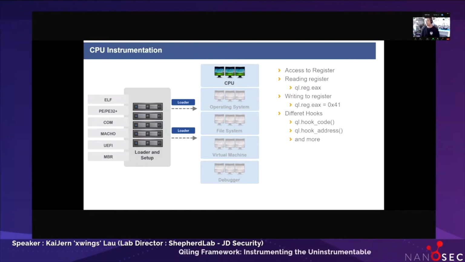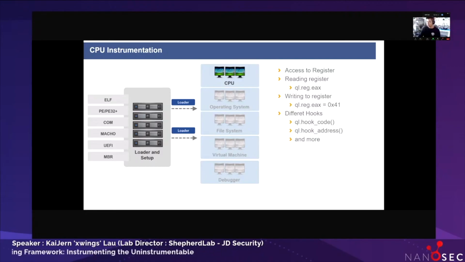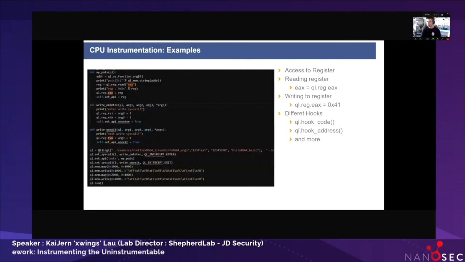For CPU register, CPU register alteration is very simple. You can either change or read the register. You can write into the register by using the API. So this is the example. Look at the highlighted part, that will be your RAX.